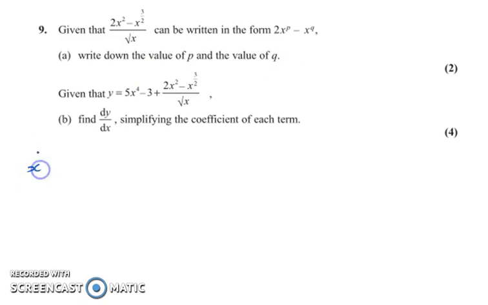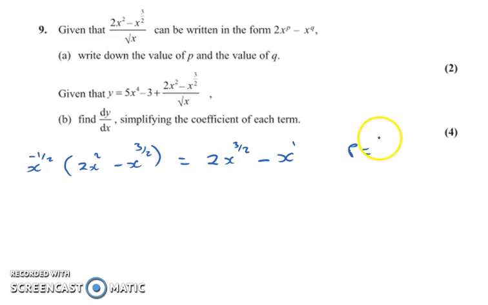So we have x to the power of minus a half multiplied by 2x squared minus x to the 3 over 2. When we expand the bracket, we get left with 2. 2 minus a half is 3 over 2. 3 over 2, take away a half, is just 1. We need to find out what p and q are. P is the power of this term, so p is 3 over 2, and q is the power of the second term.